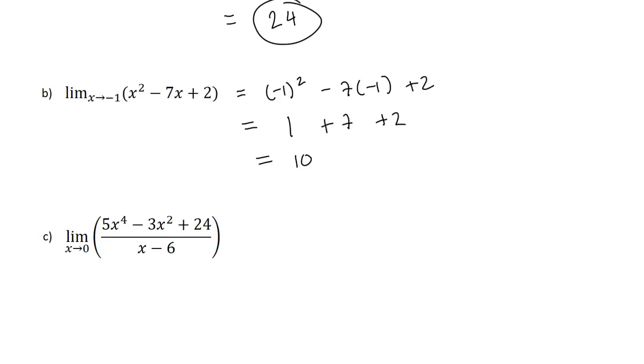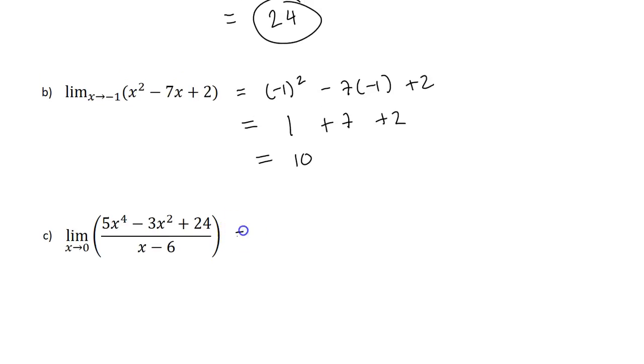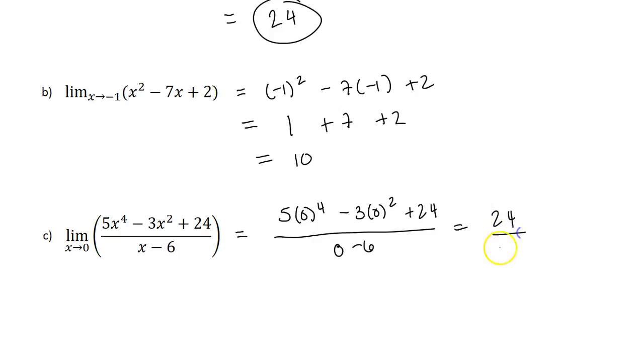And then for a rational example, I've got this one right here, and we just want to check if I plug a 0 into this denominator, I get negative 6, so we're okay there. We can just direct substitute that. So that'll be 5 times 0 to the 4th minus 3 times 0 squared plus 24, and that's all divided by 0 minus 6. So that is 24 over negative 6, or negative 4.